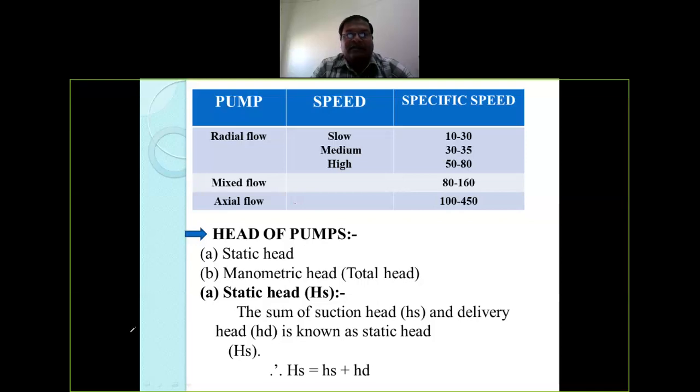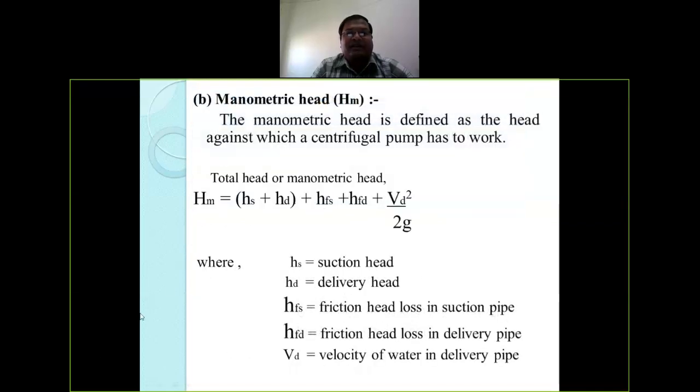Okay, then manometric head, which is denoted by Hm. The manometric head is defined as the head against which a centrifugal pump has to work. So total head or manometric head is given this way: Hm = hs + hd + hfs + hfd + Vd²/2g, where hs is your suction head, s for suction, hd is delivery head, d for delivery, hfs means friction head loss in suction pipe, and hfd is friction head loss in delivery pipe. And what is Vd? Velocity of water in delivery pipe, d for delivery pipe. Okay, so there are two types of head: static head and manometric head.